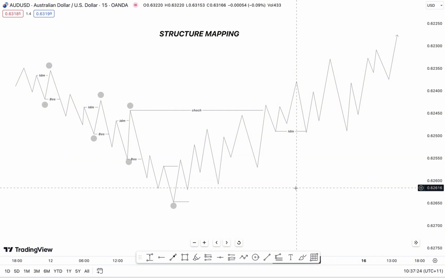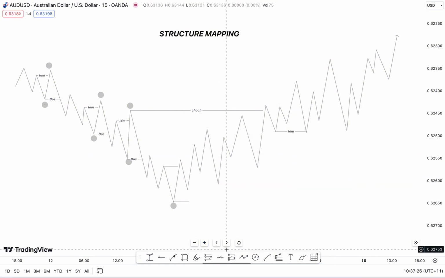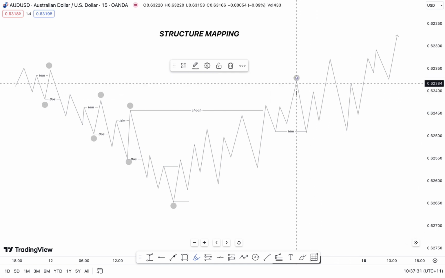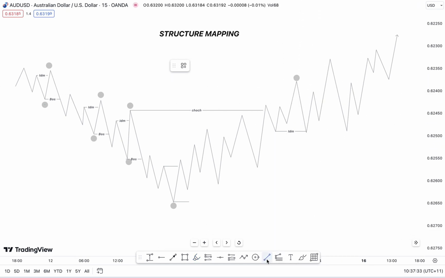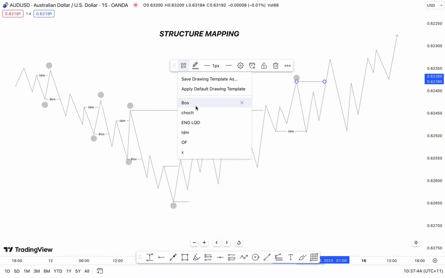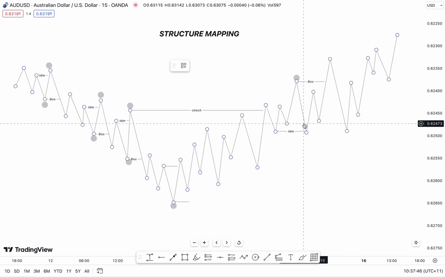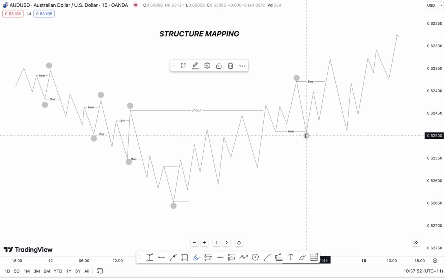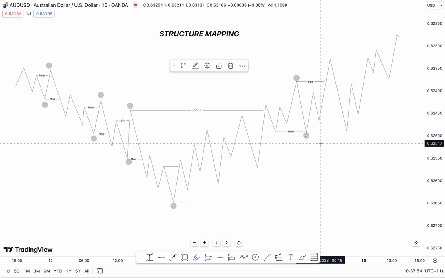IDM. So once we identify our first pullback, what do we do? The next thing we do is to identify our higher high. Where's our higher high? This level here. So until price breaks this higher high level up here, the lowest point here would be identified as our lower high. That's correct.